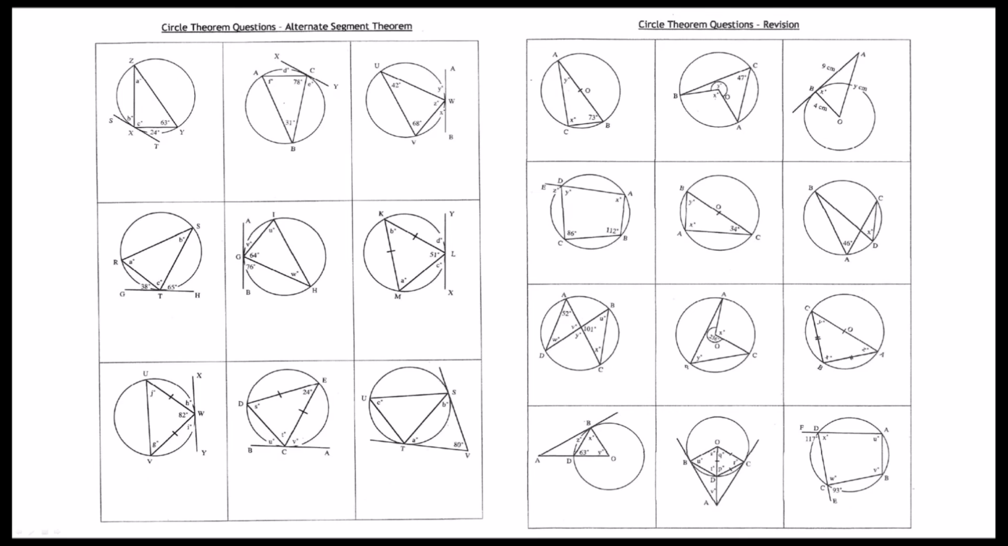Your task for today is to complete the two worksheets that I've put on Show My Homework for you. The first worksheet is on the alternate segment theorem. The second worksheet is a bit of revision of all of your circle theorem facts, particularly with a few tangent questions towards the end. Please pause the video and have a go at these questions. Once you're ready for the answers, you can unpause.